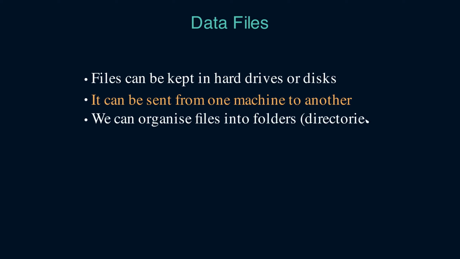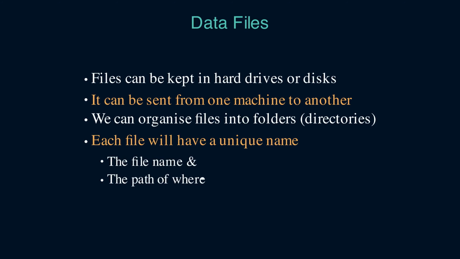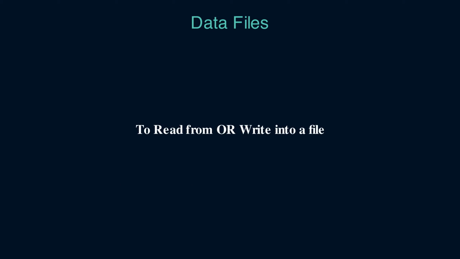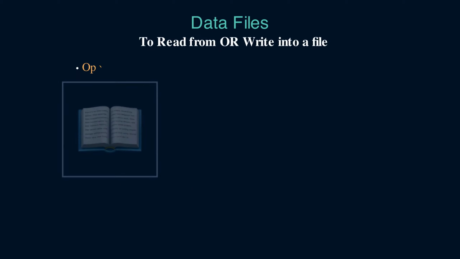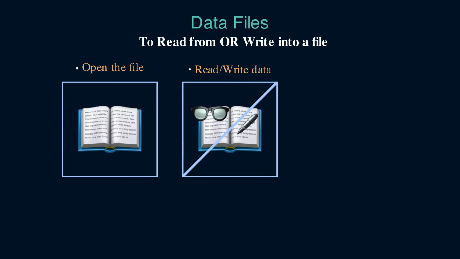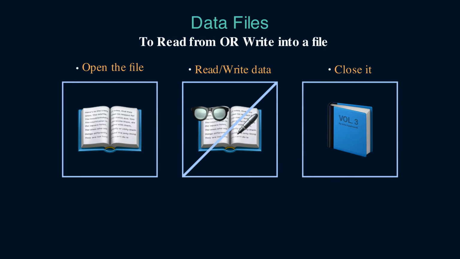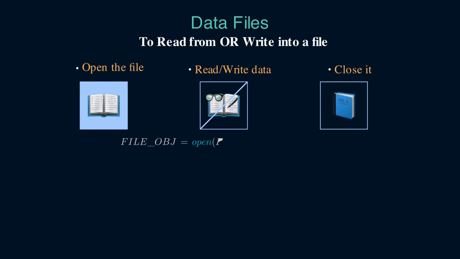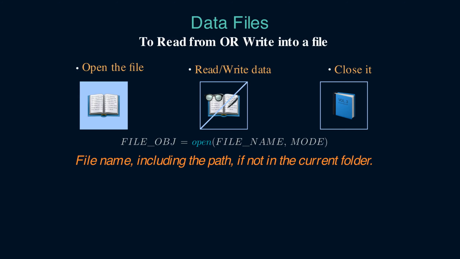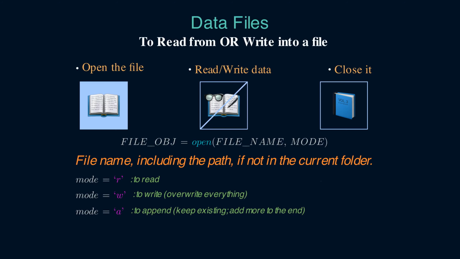Solution is to enable our program to handle files, to make it read from a file or to write into one. The workflow to read or write a file is, open the file, read or write data, and close it. To open a file, call the open function, by specifying the file name, and a mode to indicate what you want to do with it. If the file is binary, add a B to the mode. Here's an example.